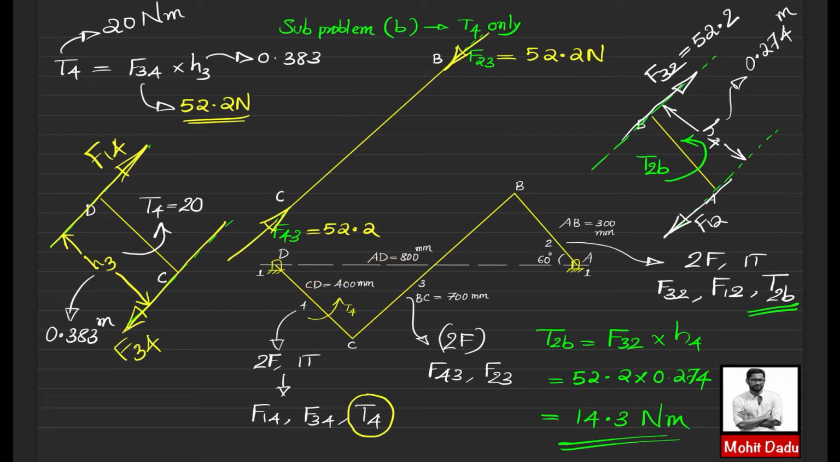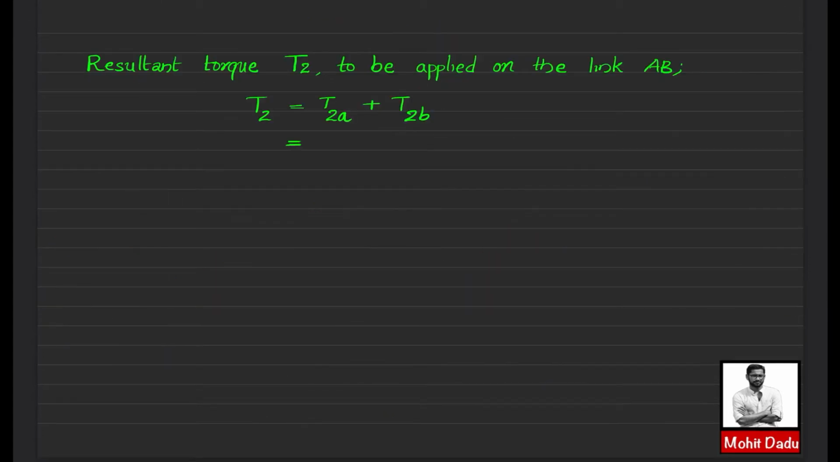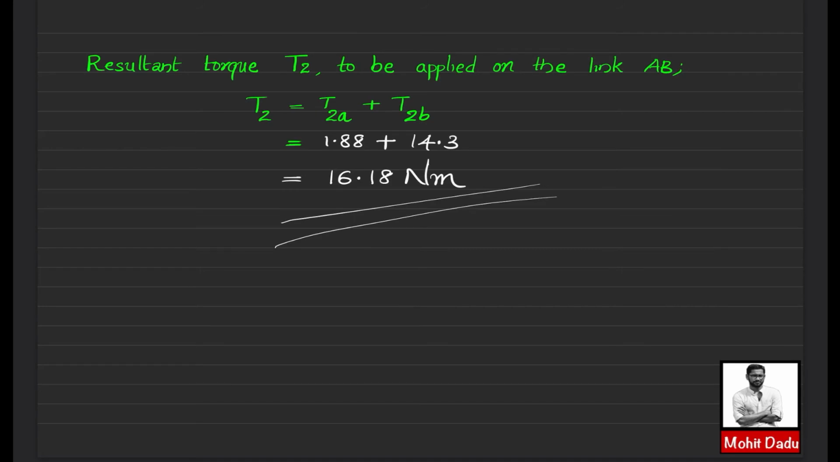In the first case, it was 1.88 in the anti-clockwise direction. So now you can go for the final step to find the required torque to be applied on link 2 or link AB. The final resultant torque to be applied on link AB can be found by adding these vectorially. Since both of these torques are anti-clockwise, you can directly add them. T2A is 1.88 Newton meter and in the second case you obtained 14.3 Newton meter. Adding both, you will get 16.18 Newton meter for the main problem, to be applied in the anti-clockwise sense. So this is the complete solution.